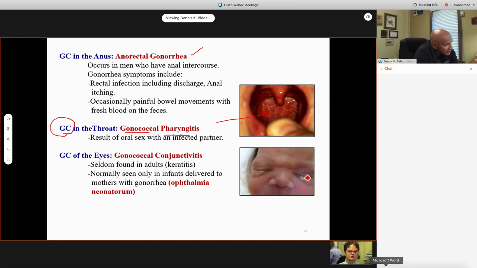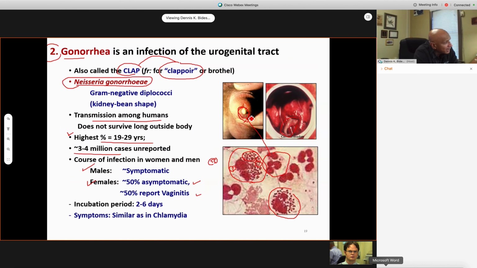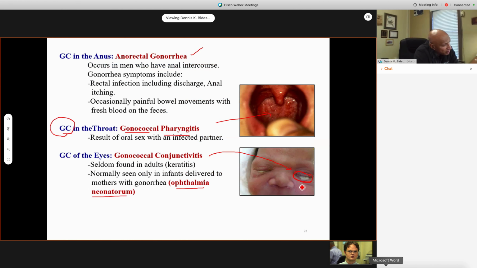And then, of course, conjunctivitis. Again, primarily in kids, babies in particular, born to mothers who have gonorrhea. So just like we saw with chlamydia, this is ophthalmia neonatorum. This is an infection in the eye in newborns. All right, so conjunctivitis. Notice this again. You see that discharge, similar to what I showed you from right here, right? So this is a penile discharge. This is a cervical discharge. This is a discharge from the eyes of a baby who has Neisseria gonorrhea in the eye.